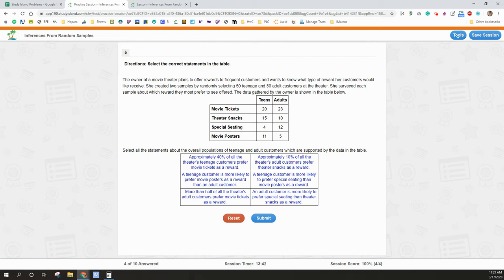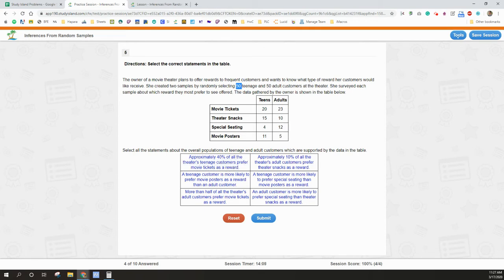So we've got our data for the teens, here are the adults. There should be 50 of each because it says that they surveyed 50 teenagers and 50 adults. So these numbers add up to 50, and this column adds up to 50 as well. Select all the statements about the overall populations of teenage and adult customers, which are supported by the data in the table. First thing, approximately 40% of all the theater's teenage customers prefer movie tickets as a reward.